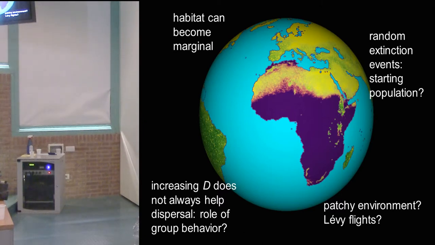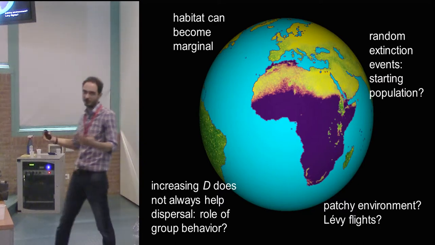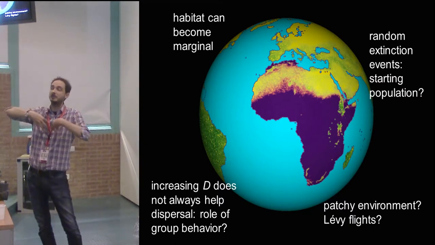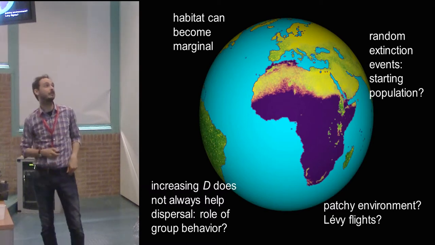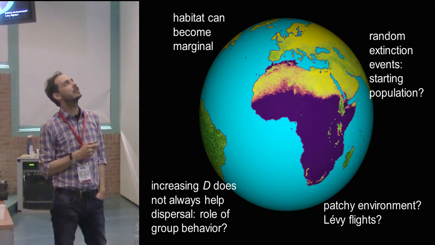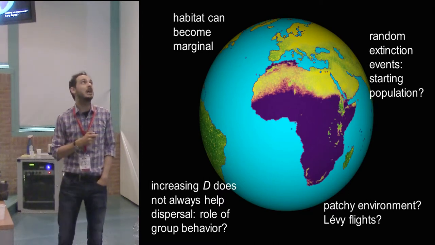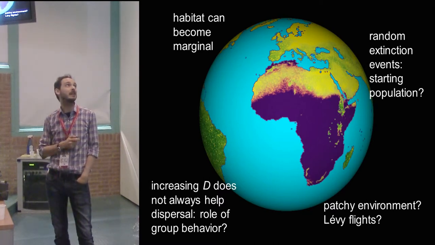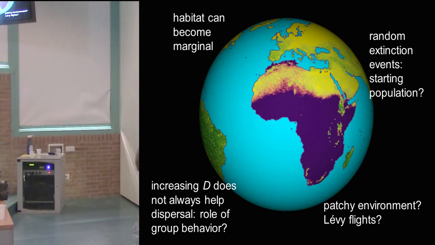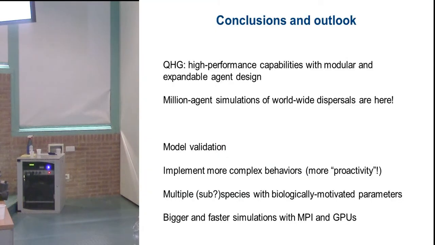So this also hints to the fact that probably the very next step would be to include the role of group behavior for hunter-gatherer societies, and how to keep these agents together, even though the groups themselves can have a high diffusion coefficient on a larger scale. And then, of course, the climate reconstructions are very coarse, not very high resolution. So we're also including the effect of patchy environments and possibly different modes of dispersal, like leapfrogging flights.